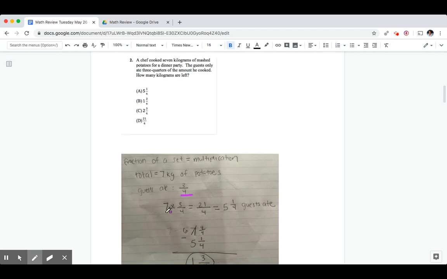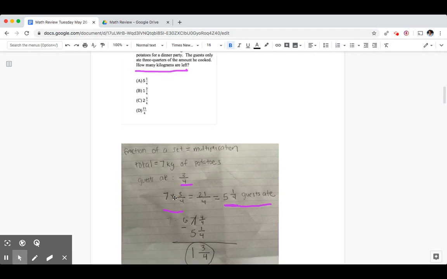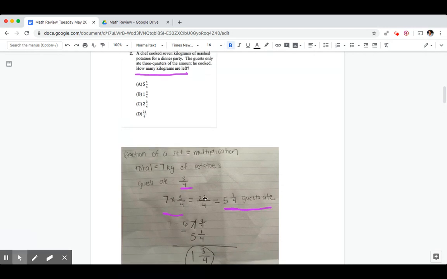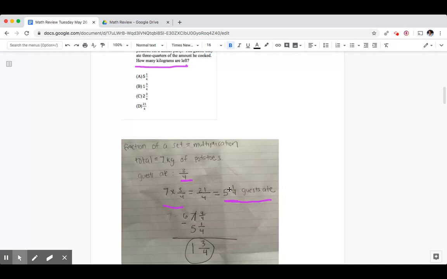To do that, we would solve 7 times 3/4, which equals 21/4, or 5 1/4. And that's how many kilograms of potatoes the guests ate. If we go back to the question, it's asking us how many kilograms of potatoes are left over. So we're not done yet. We have to subtract the number that the guests ate from the total amount we had. So we do 7 minus 5 1/4, and our final answer is 1 3/4 kilograms.